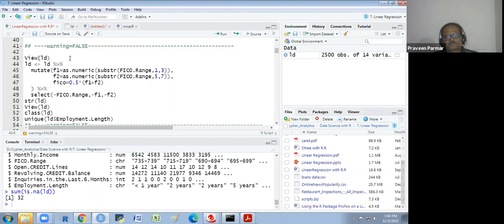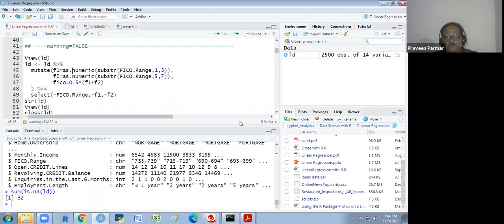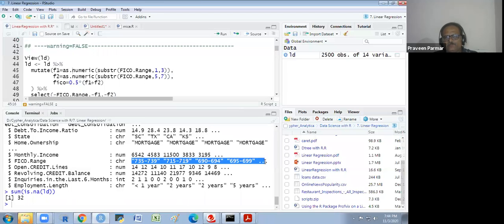So what we are doing in the FICO range, you see here, this is our FICO range. This is our lower limit and this is our upper limit. For the lower limit, we are using the substring function, which we have studied. We are taking one column as F1 and using the substring function on the FICO range. It starts from the first position to the third position, so it will take that in F1. Got it?